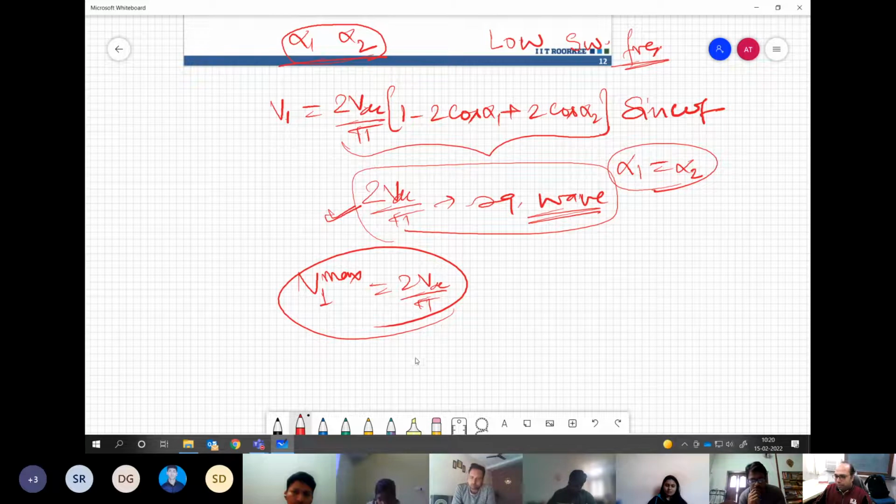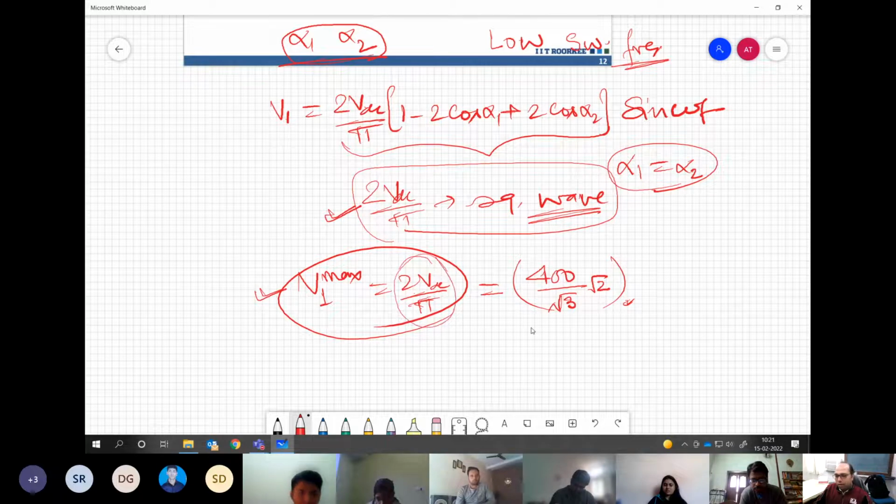Understanding my point? So this maximum voltage gives us the indication of what my DC bus voltage should be. If 400 volts is your line-to-line voltage RMS value, then this should equate to this number. This is the peak value I am going to get for the fundamental. This should match the peak value of the voltage which is applied on the motor, or which is required by the motor.